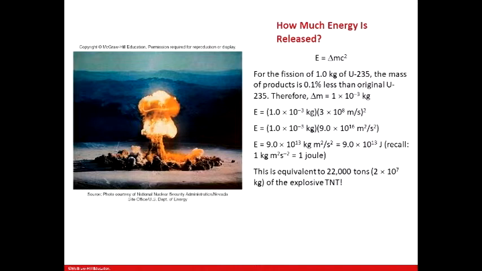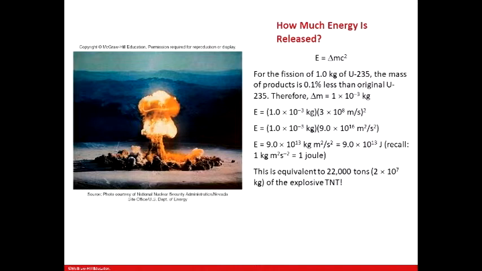This amount of energy alone, and this is 1 kg, is 22,000 tons of explosive TNT. That's a lot of force. So imagine 15 kg. So the real key point here is it doesn't take very much to produce a lot of energy. That's why it was so attractive for nuclear power plants, because a small amount produces so much energy.